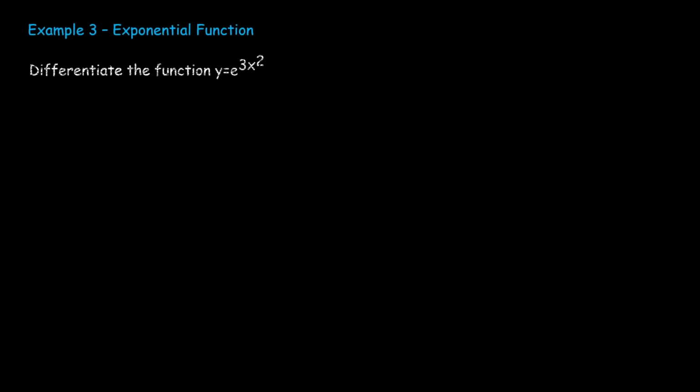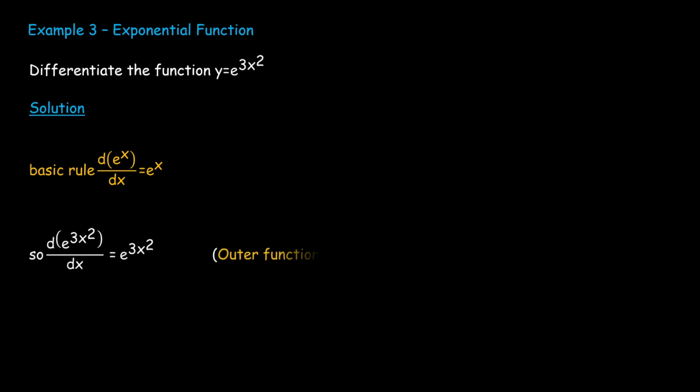Example number 3, an exponential function. Differentiate the function y equals e to the power 3x squared. The inner function in this case would be 3x squared. It means that the outer function would simply be e to the power x. And remember, for you to differentiate e to the power x, you get e to the power x, right? So the derivative of e to the power 3x squared would just be e to the power 3x squared. So it stays unchanged.